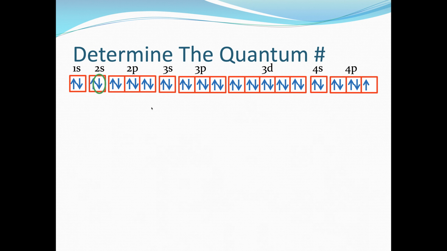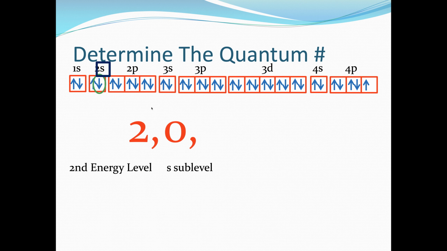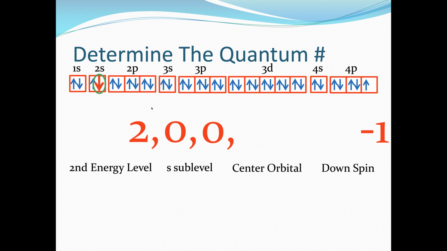Okay, what about that electron? Well, it's in the second energy level, so the first quantum number is 2. It's in the S sublevel, and the S sublevel has a quantum number of 0. It's the only orbital in the sublevel, so it's by default the center orbital. And therefore, 0 is the third quantum number. And it's the down arrow. And therefore, since it's down spin, -1/2 will be the fourth quantum number.